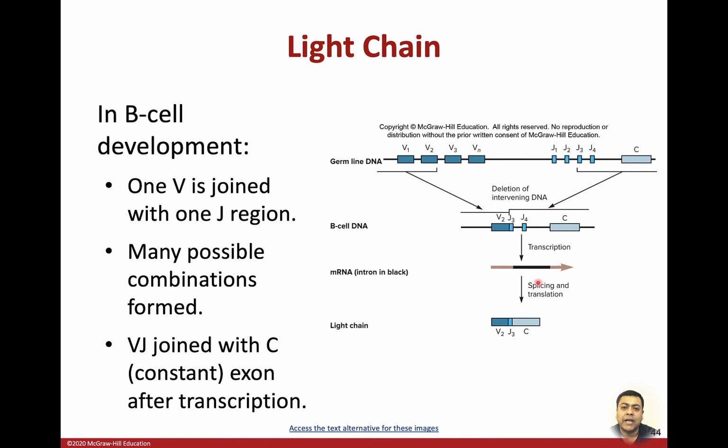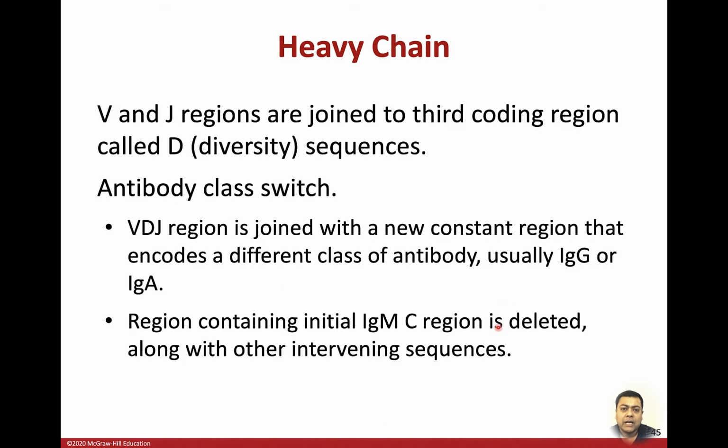This is for the light chain. So this is the constant region of the light chain. This is the variable region of the light chain. Now you have the heavy chain. In the same way, the V and the J regions are joined to a third coding region called D, the diversity sequence.